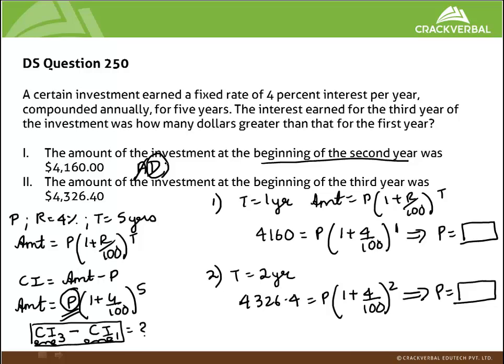Remember, for data sufficiency, once you get equations, you don't need to actually solve the equations to see if they are sufficient. If the equations give you one definite value, then they would be directly sufficient to answer the question.